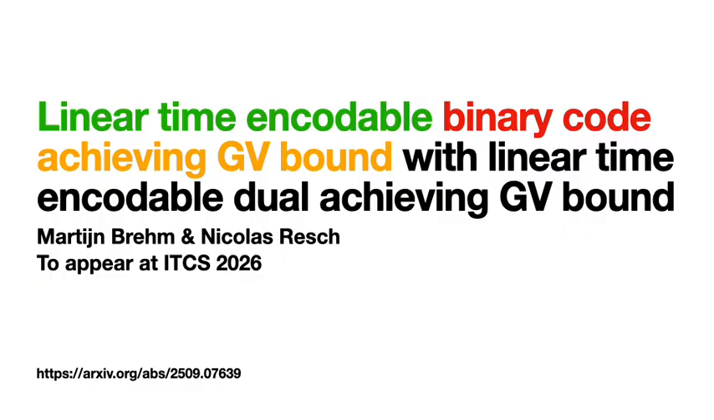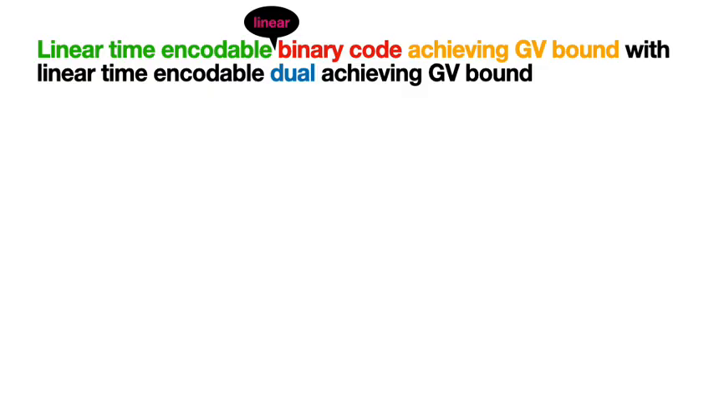In addition, we're claiming this binary code has something called a dual, which is another binary code, and this dual also has the two properties of linear time encodability and achieving the GV bound. Finally, implicit in this title is the fact that this binary code and its dual are what's called linear, where linearity here means something different from linear time encodability. So let's take the title and go through these terms one by one, starting with the binary code.